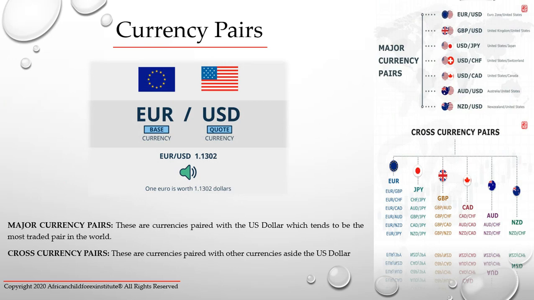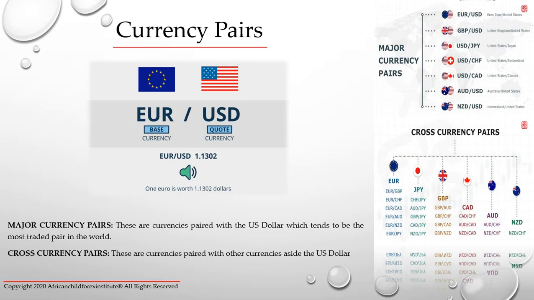So we basically have two major categories of currencies here. We have the major currency pairs, and we have the cross currency pairs. Now the major currency pairs are pairs that are paired with the US dollar. They tend to be the most traded currencies in the whole world. The US dollar seems to be like a general currency that most companies and most economies use to know the actual value. So major currencies are the currencies that are being paired with the US dollar.